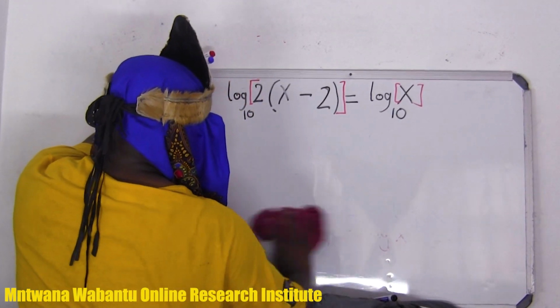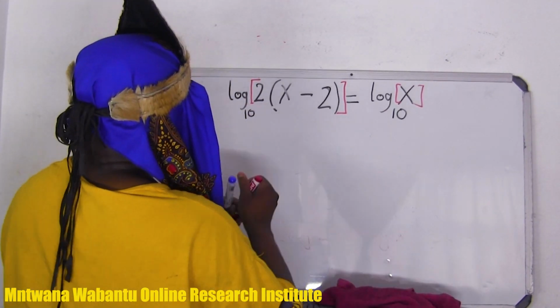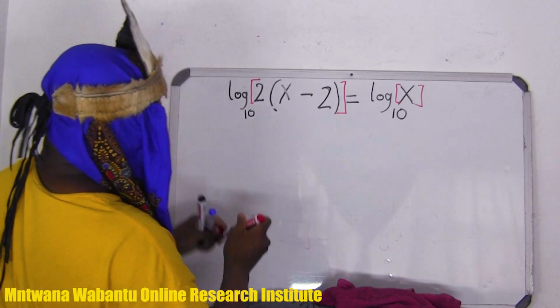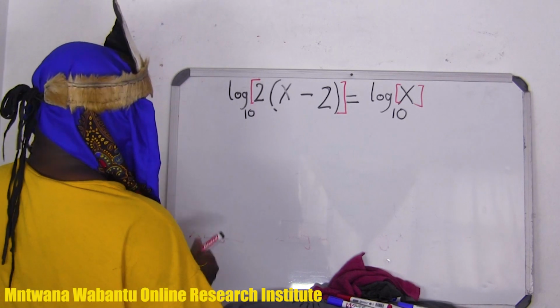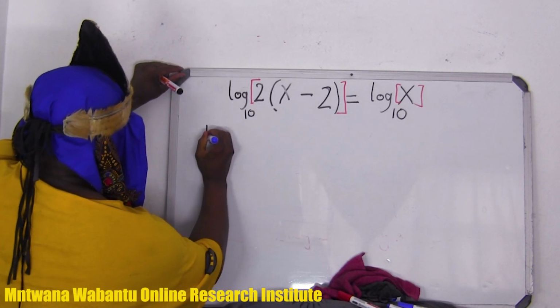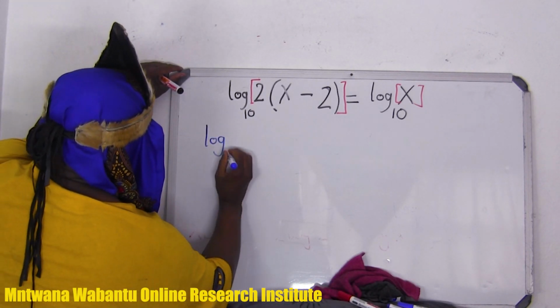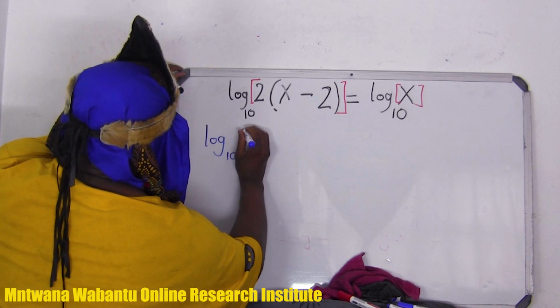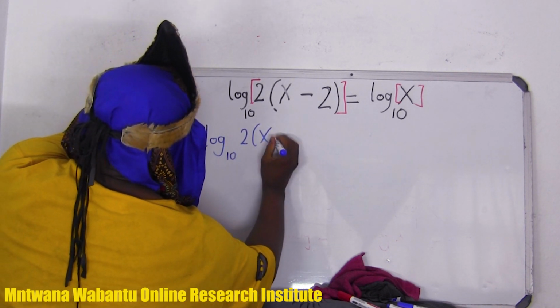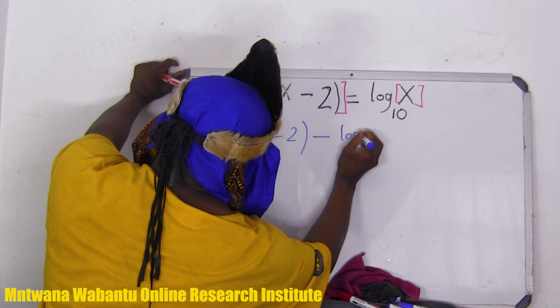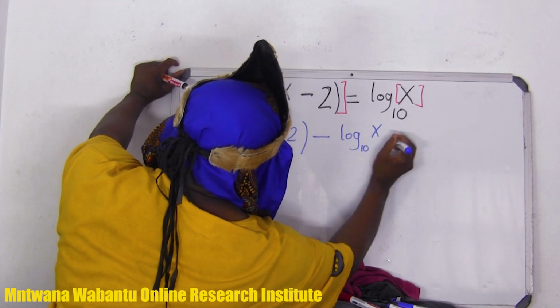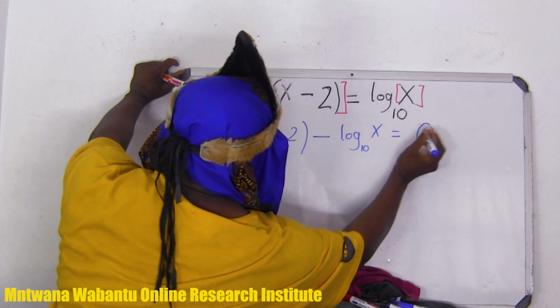Okay, and then, I'm going to take all this stuff to the left. Say log. Remember these are base 10. All of this stuff, which is 2 x minus 2, minus all of this log x in base 10, and then equal, there's nothing here, we're going to write our 0.